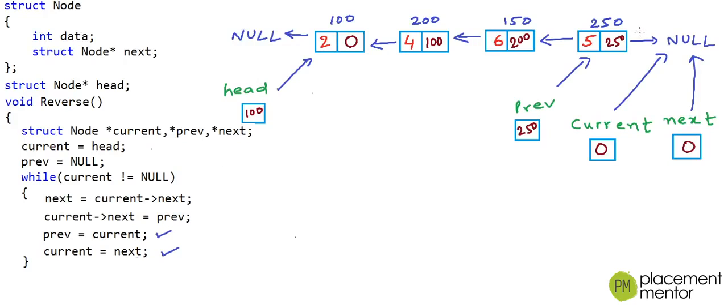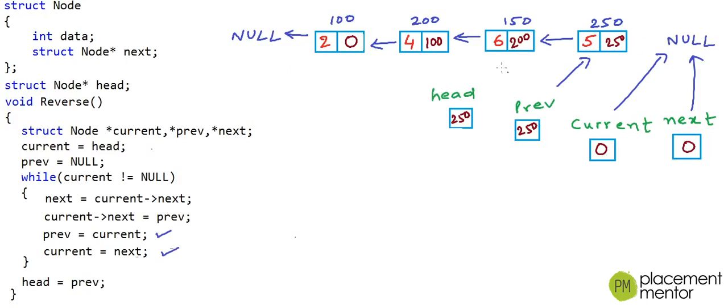This link at this stage does not exist, and in my code I'll say head should now be equal to the address in variable previous. So head is now 250. This is our new head, and now our list is reversed.